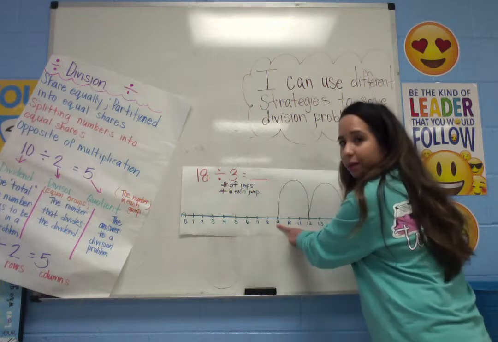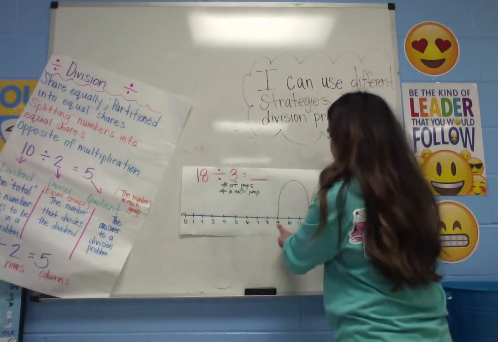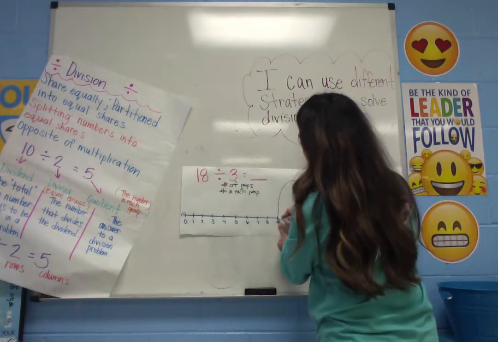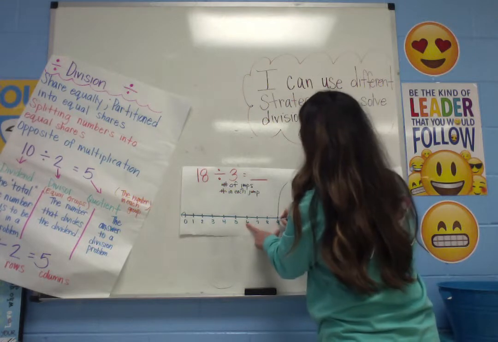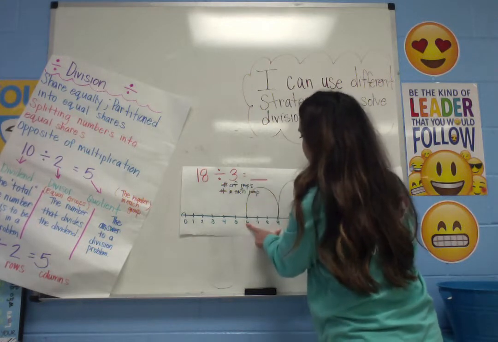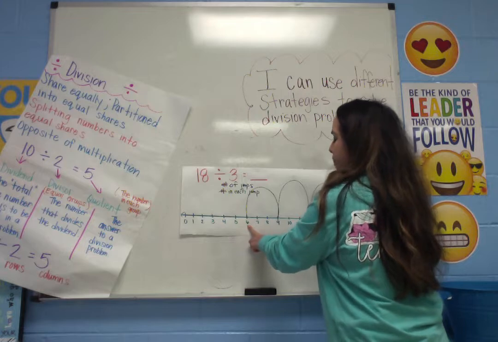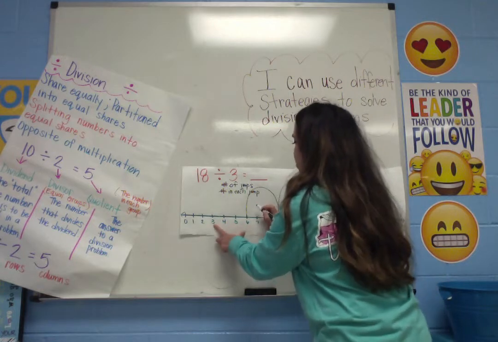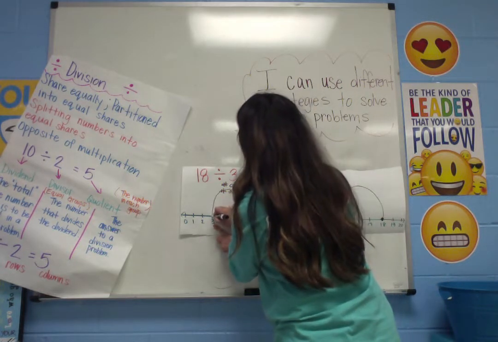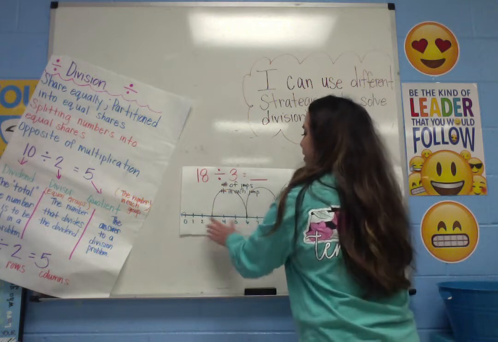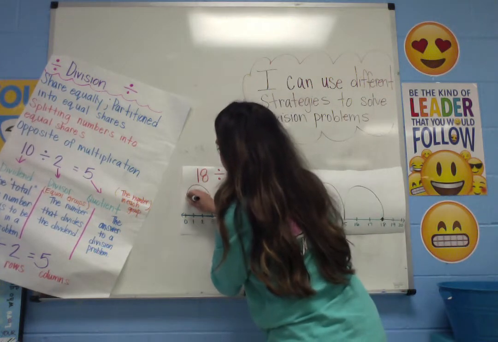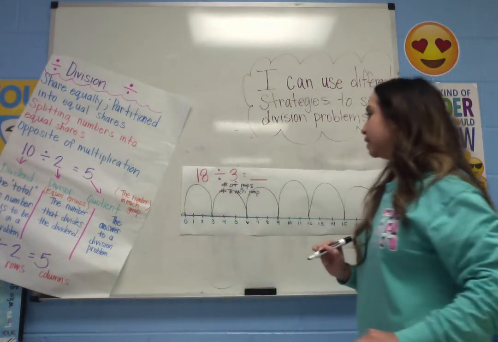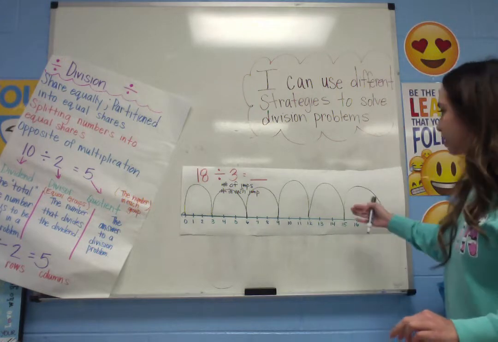So you're just skip counting by 3s backwards. Start with 9 and count back 3. 1, 2, 3. I'm at 6. Now I'm at 6. Count back by 3s. 1, 2, 3. I'm at 3. We're almost to 0. And 3 to 0 is counting back by 3s. Now, so 18 divided by, there's 3 in each jump.